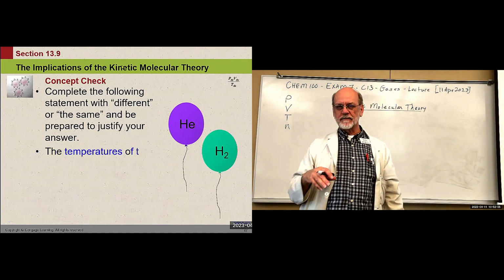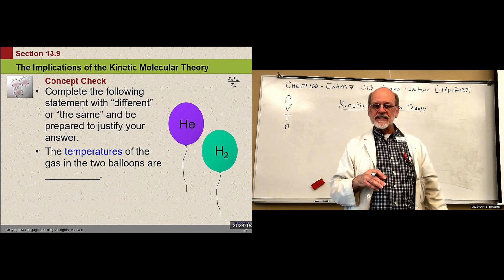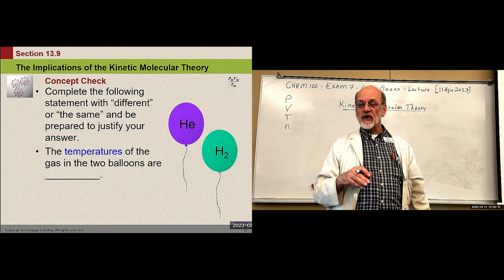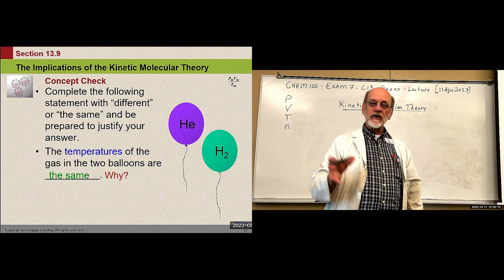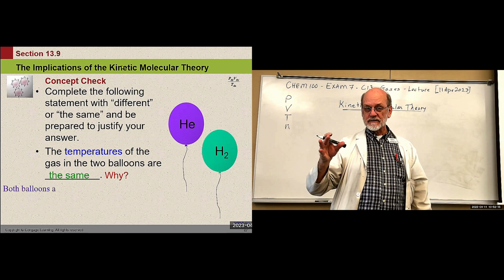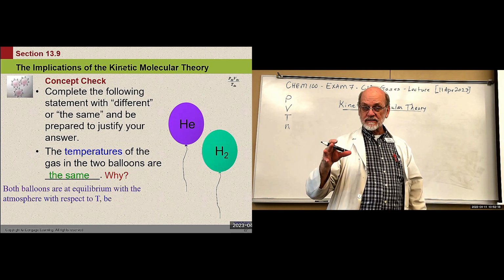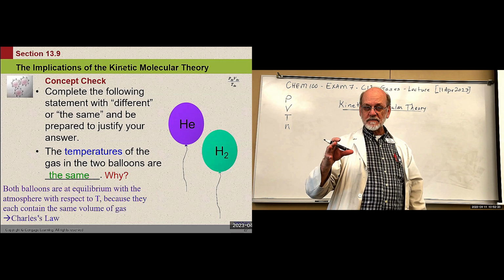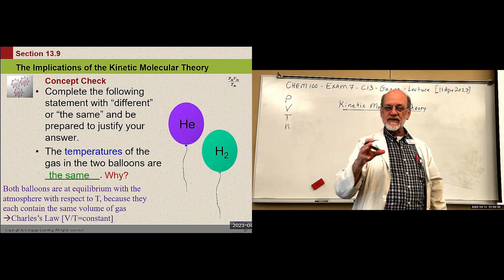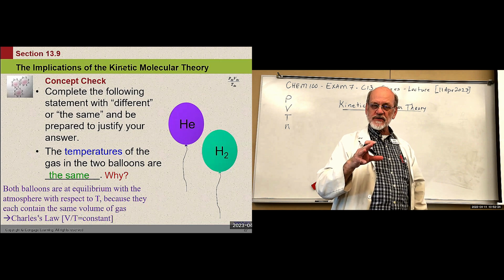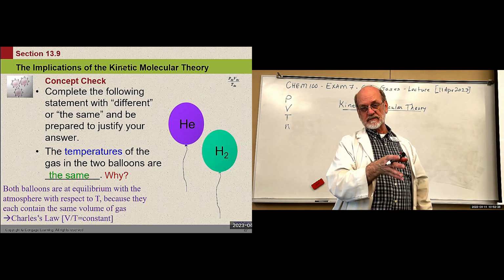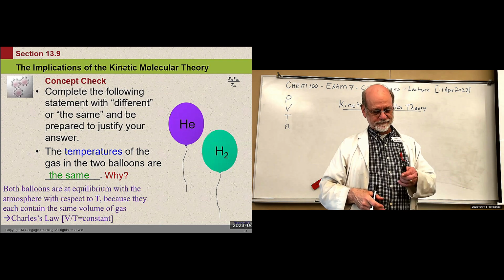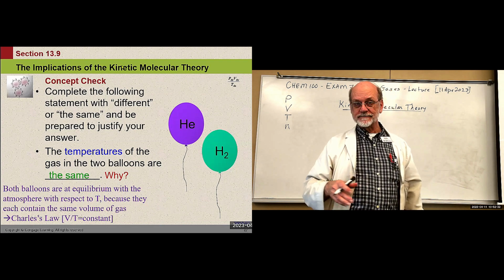How about this one? The temperatures of the gas in the two balloons are what? They're also the same. They're in equilibrium with the same atmosphere. Plus, they each contain the same volume of gas. So Charles' law says if the temperatures are equal, the volumes have to be equal. And we know the volumes are equal.